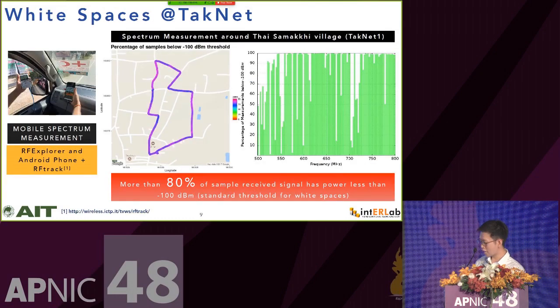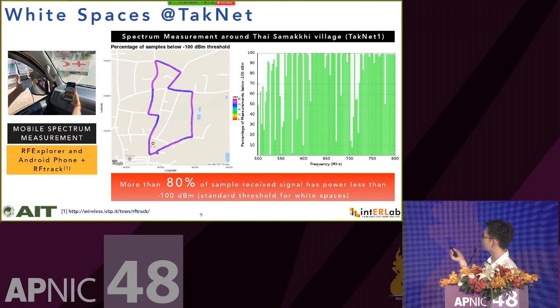So as I mentioned, we do the measurement. The first one we call mobile measurement, in order to explore how much frequency we have that we can use. As we can see, this is a map around that location. We put mobile phones with Android and iOS spectrum explorers and run the experiment on a car to explore the frequency.